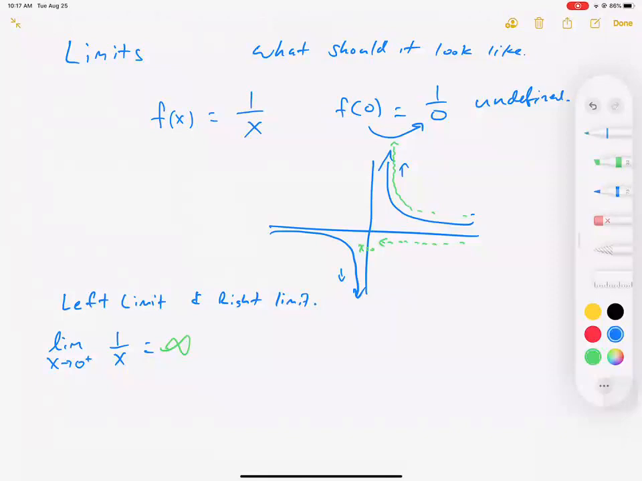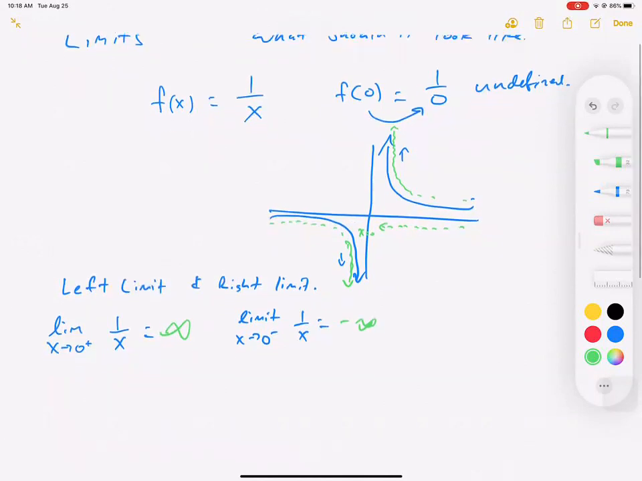The limit on the left side, as x approaches 0 from the negative left side, of 1 over x. And this describes us walking on the left side as we get closer to 0. What happens to our y value? Our y value starts heading toward negative infinity. So the basic idea here is, again, saying what should it look like? Where is it taking me?